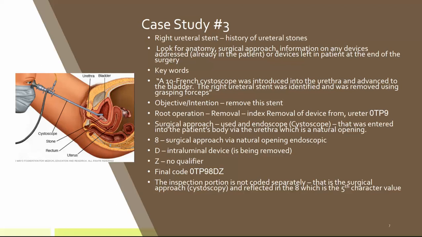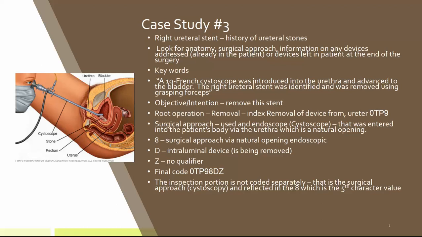So we're looking for clinical information. Under procedure in the textbook, it states a 10 French cystoscope was introduced into the urethra and advanced to the bladder. The right ureteral stent was identified and was removed using grasping forceps. So we know what was done, where it was done, and how it was done. They pulled out this ureteral stent.